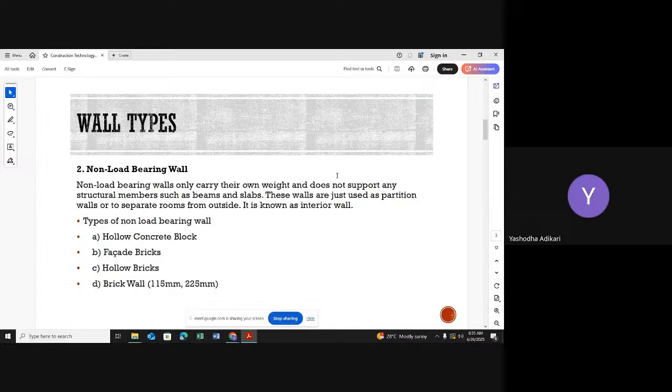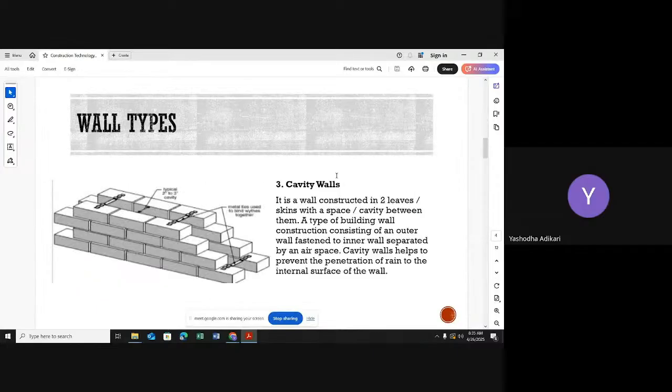Commonly, the types of load bearing walls we construct are hollow concrete blocks, face bricks, hollow bricks, brick walls. Likewise, different kinds of other materials. We can use different kinds of materials for non-load bearing walls also. Right. This is another wall type. It's the cavity wall.